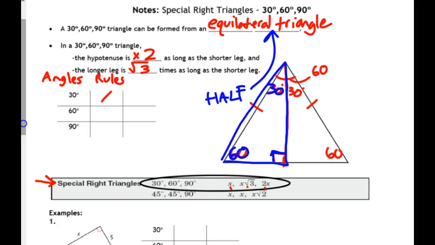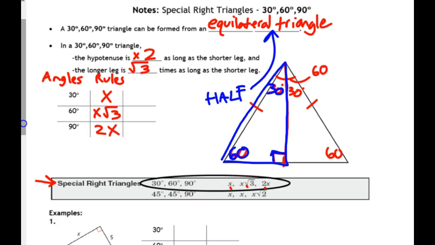x, x square root of 3, and 2x. That's the grid we're going to be using for 30, 60, 90 triangles, okay? Make sure you have that written down because I'm about to move it down to number 1, okay? Write it down. All right, about to move it down to number 1.